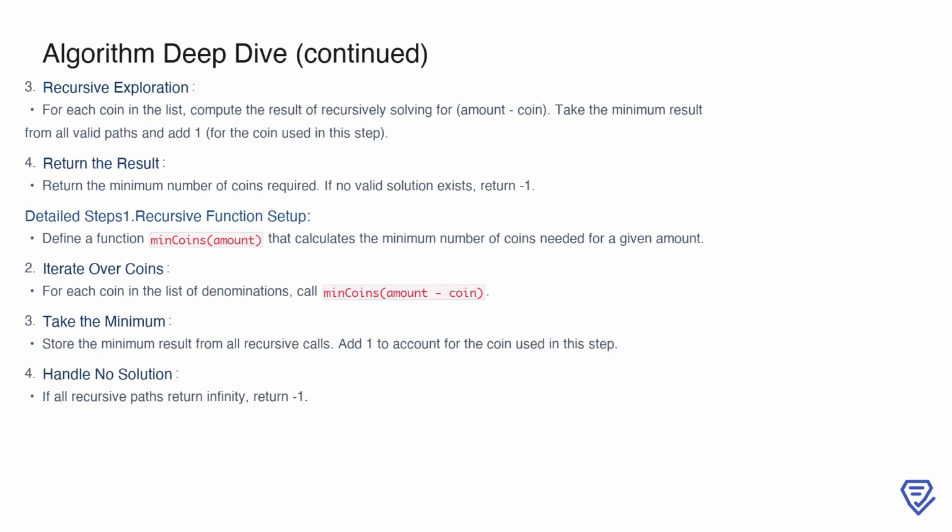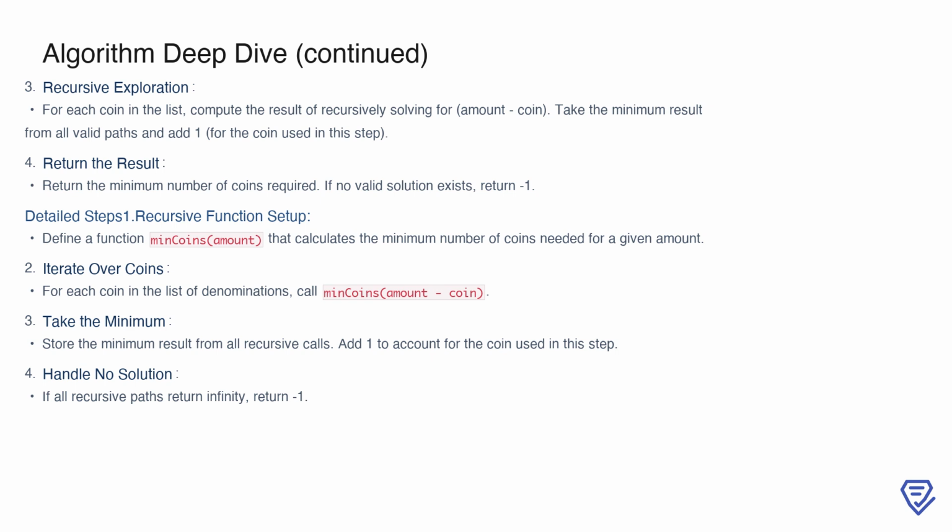To continue, the recursive approach explores all possible paths. For each coin in the list, we calculate the result of reducing the amount by that coin's value and recursively solve the smaller problem. Once all paths are explored, we take the minimum result from the valid ones and add 1 to account for the coin we used at this step. Finally, we return the minimum number of coins required. If no valid solution exists, meaning all paths lead to infinity, we return -1.